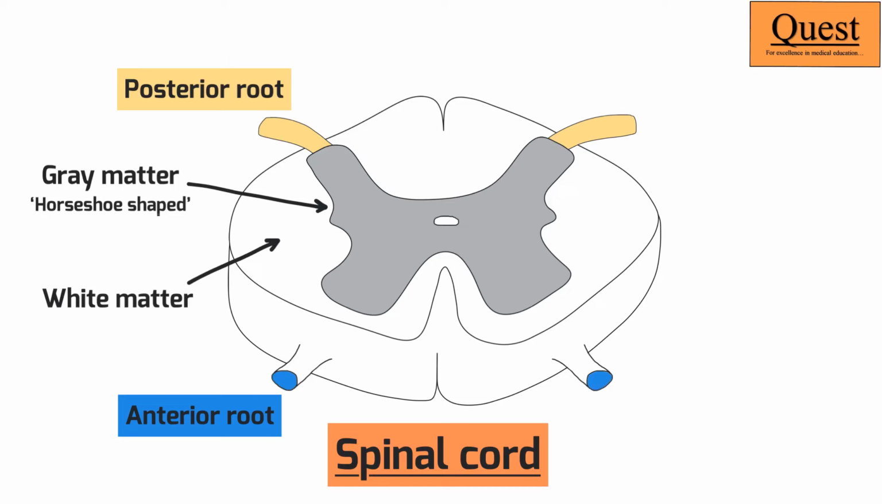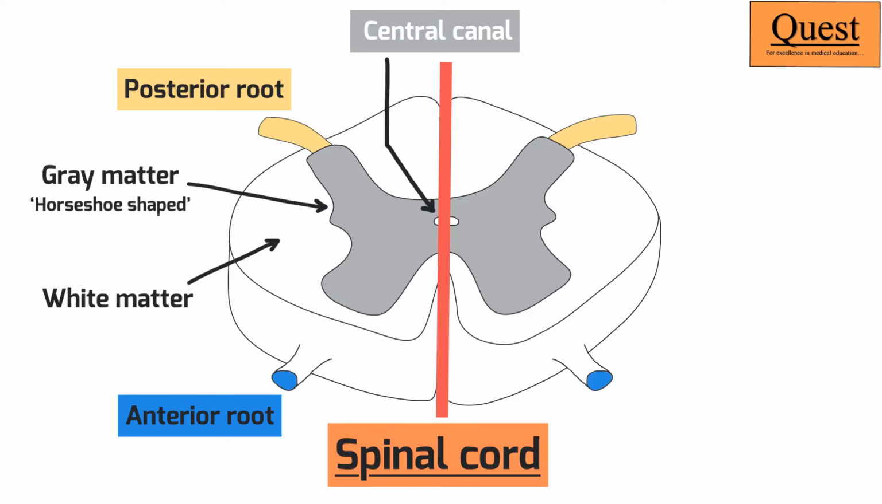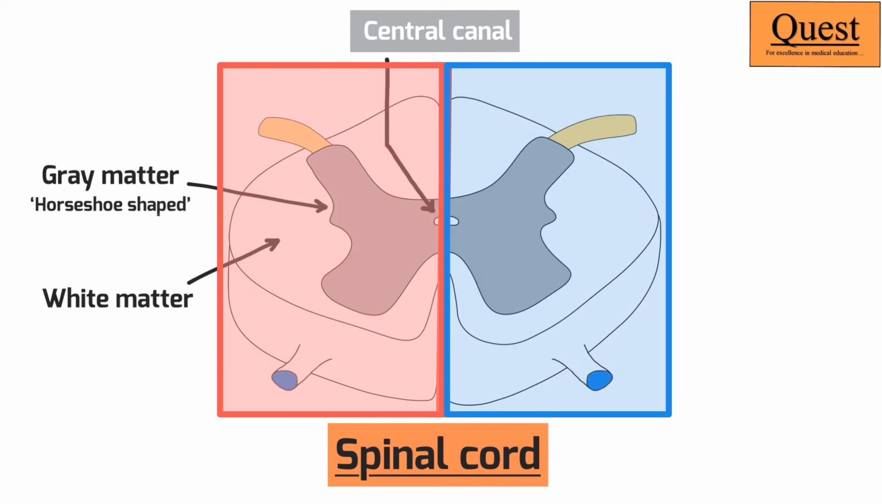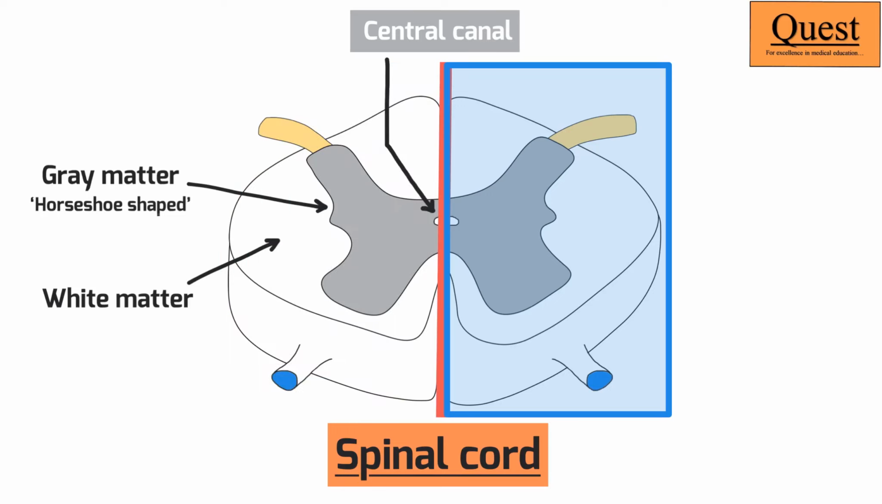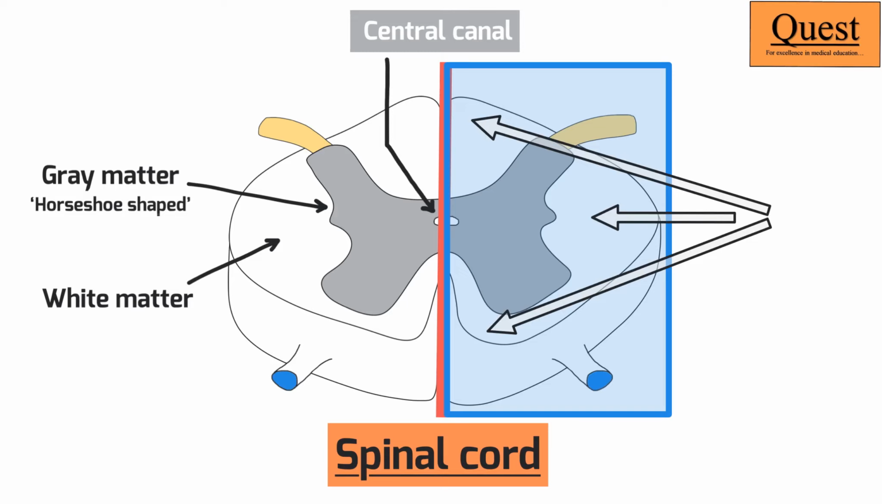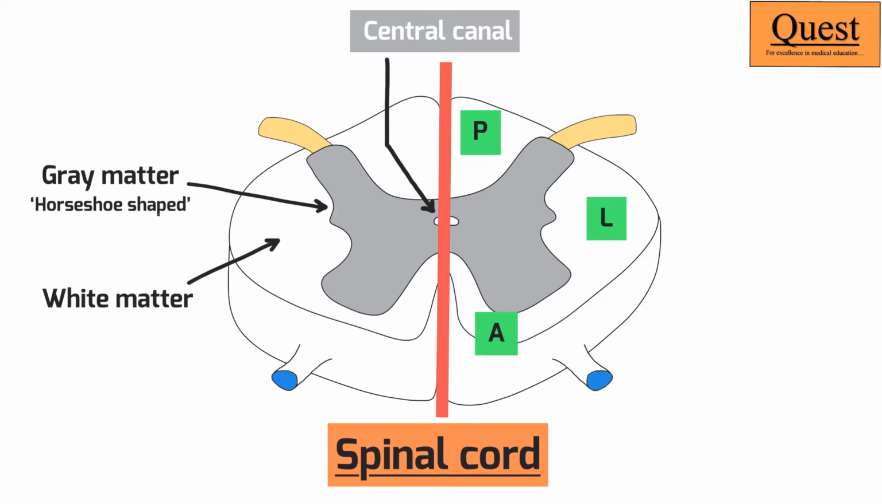Now, the central part of the spinal cord has a CSF-filled cavity known as the central canal. If we draw an imaginary sagittal line through this canal, we can divide the spinal cord into the right and the left halves. The white matter in each of this half is further divided by the horseshoe-shaped gray matter into three columns. So we have the anterior, lateral, and posterior columns of the white matter.